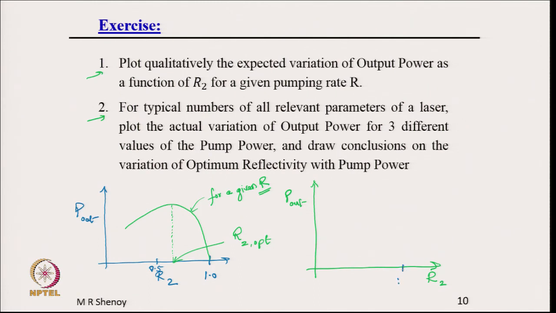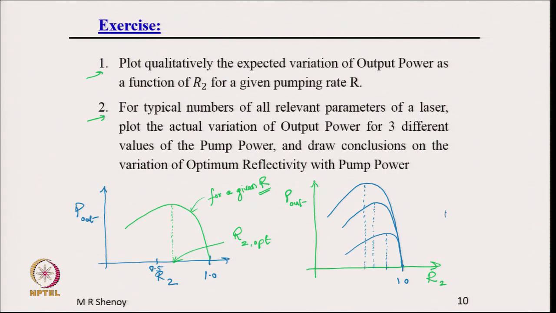So, if this is 1.0 here, reflectivity, the output power would vary like this for a particular pumping rate R. If you increase the pumping rate, then it would vary like this, and if you further increase the pumping rate, it would further increase like this. What do you see? You see that the optimum reflectivity was here, the optimum reflectivity for this pumping rate is here, and the optimum reflectivity is here.